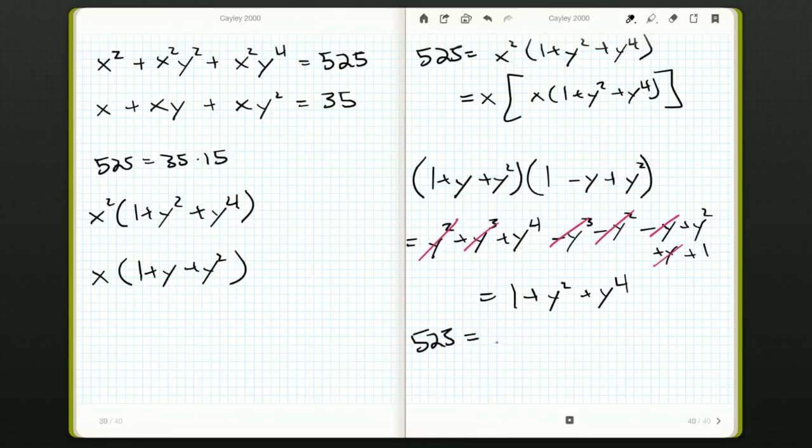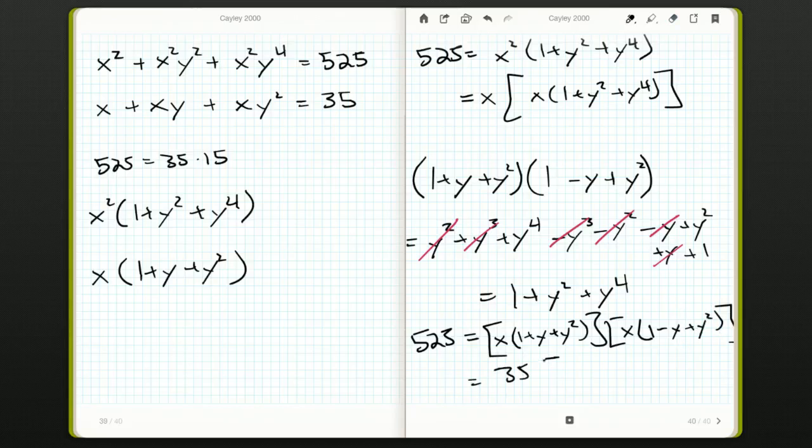525 is therefore x times 1 plus y squared. And that we know is 35 times this guy here, x times 1 minus y, not minus y squared, plus y squared. So look at that. We used our 35 and the fact that 35 is a factor of 525.